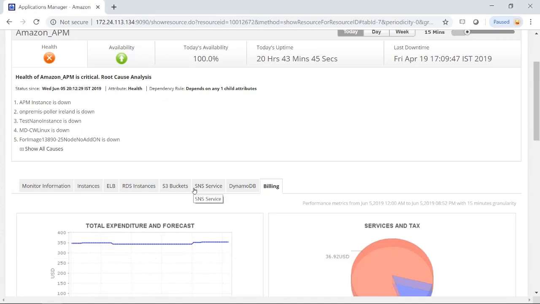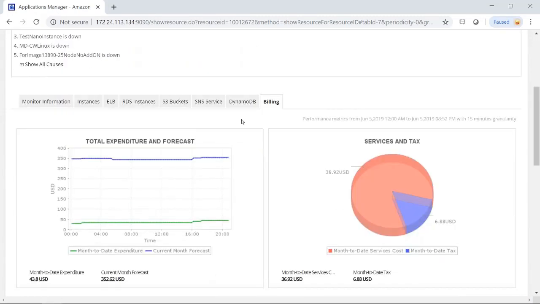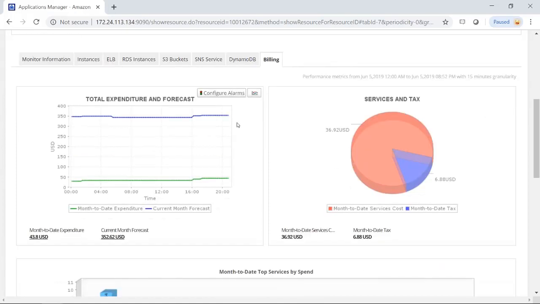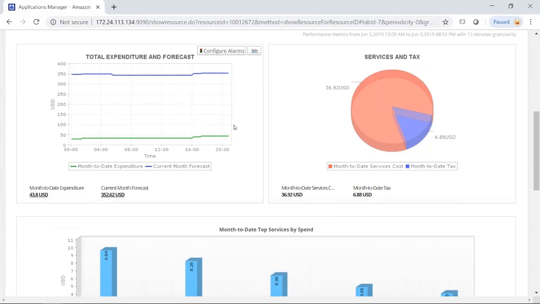Lastly, we have the AWS billing. Under billing, as we see on the screen, an admin can identify the total expenditure of the services being utilized. At the same time, an admin can also keep track of the overall tax and the services being utilized, which is the cost per service per month.